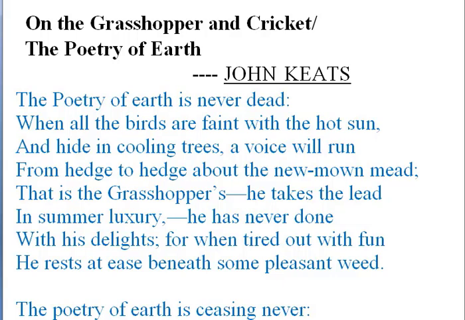Now, first of all, we shall look minutely at the title of the poem. The title begins with a preposition, and the preposition is on. You must keep in mind that here the preposition on means about, that is, the rest of the title will tell what the poem is about. So, the poem is about the grasshopper and cricket.